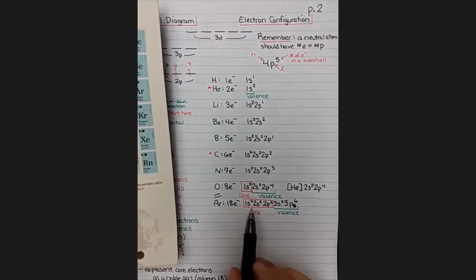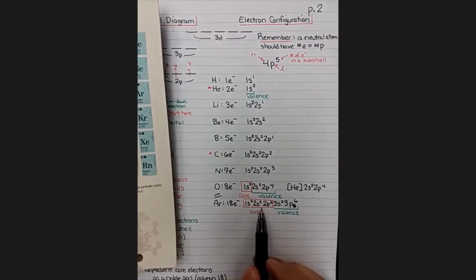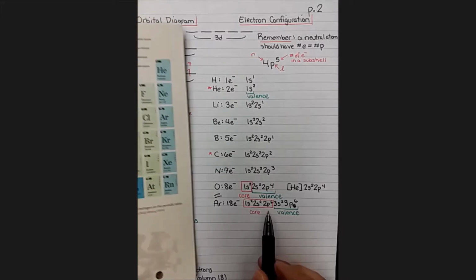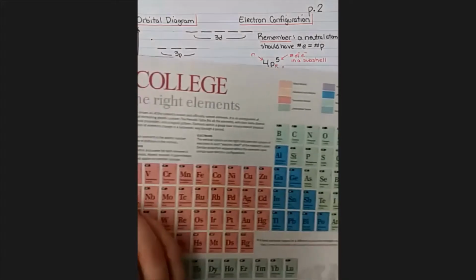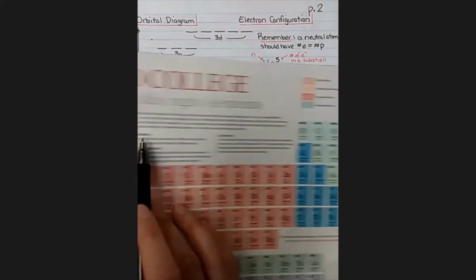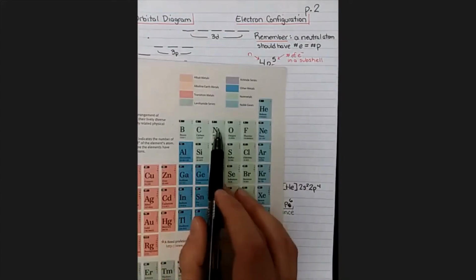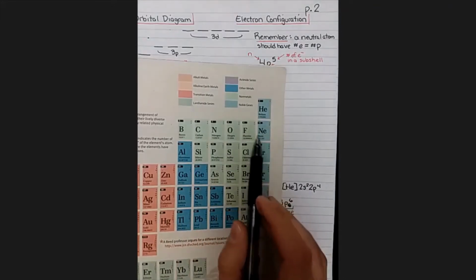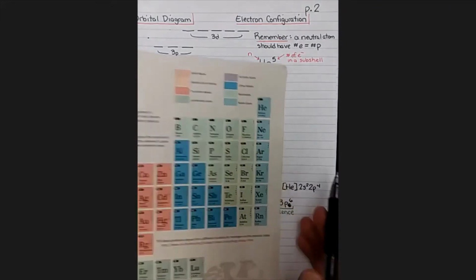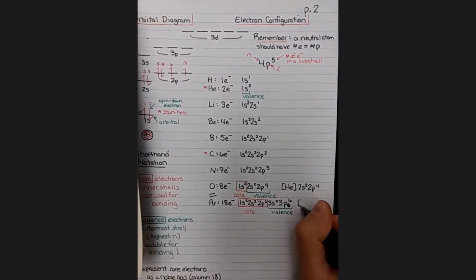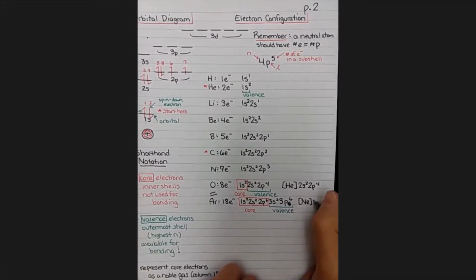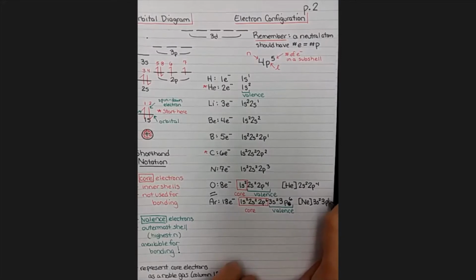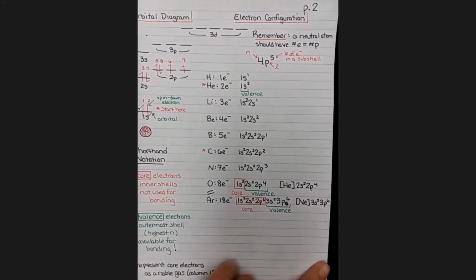Or we can write argon. We want to leave out 1s2, 2s2, 2p6. That would be the same configuration as a neutral neon atom. So our configuration would look like neon to represent the core electrons, followed by 3s2, 3p6.